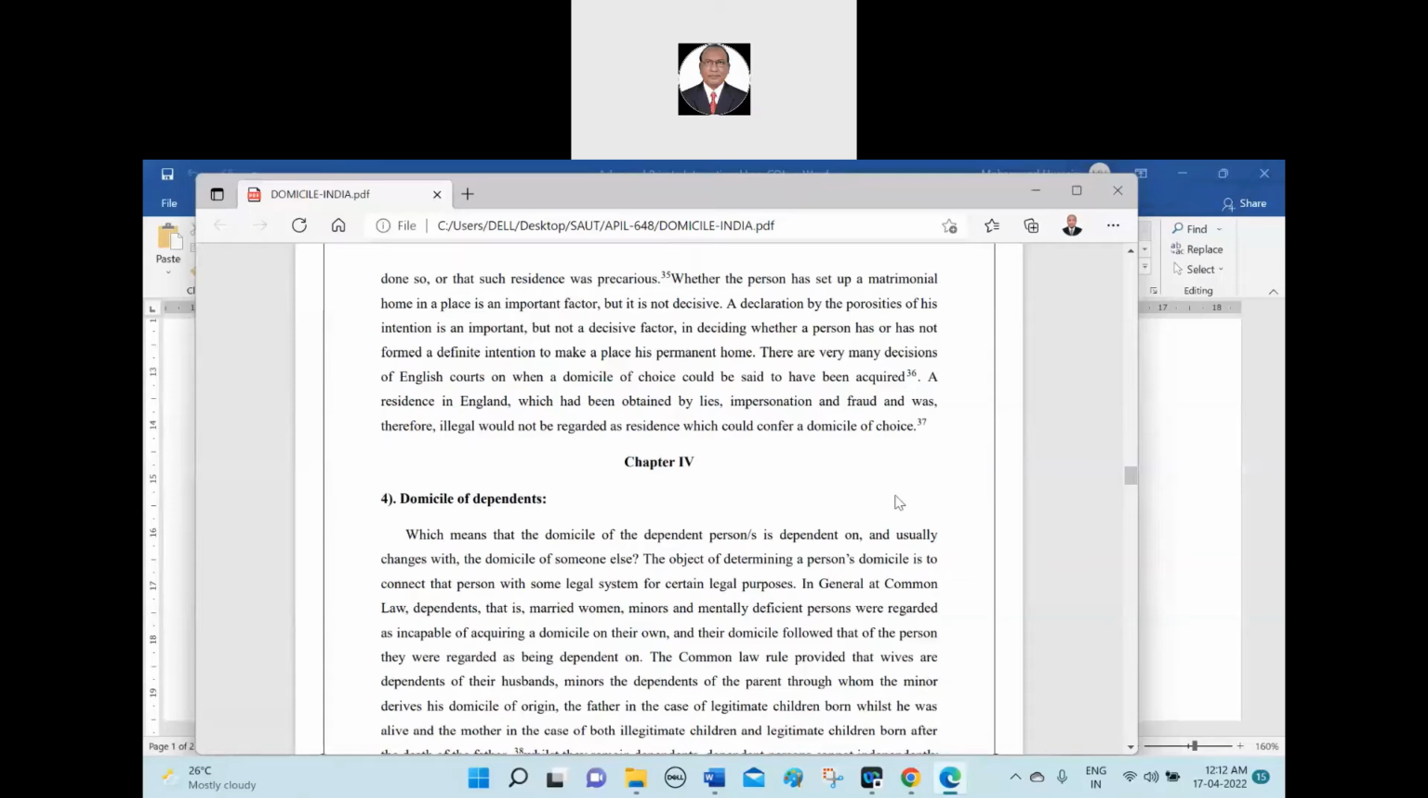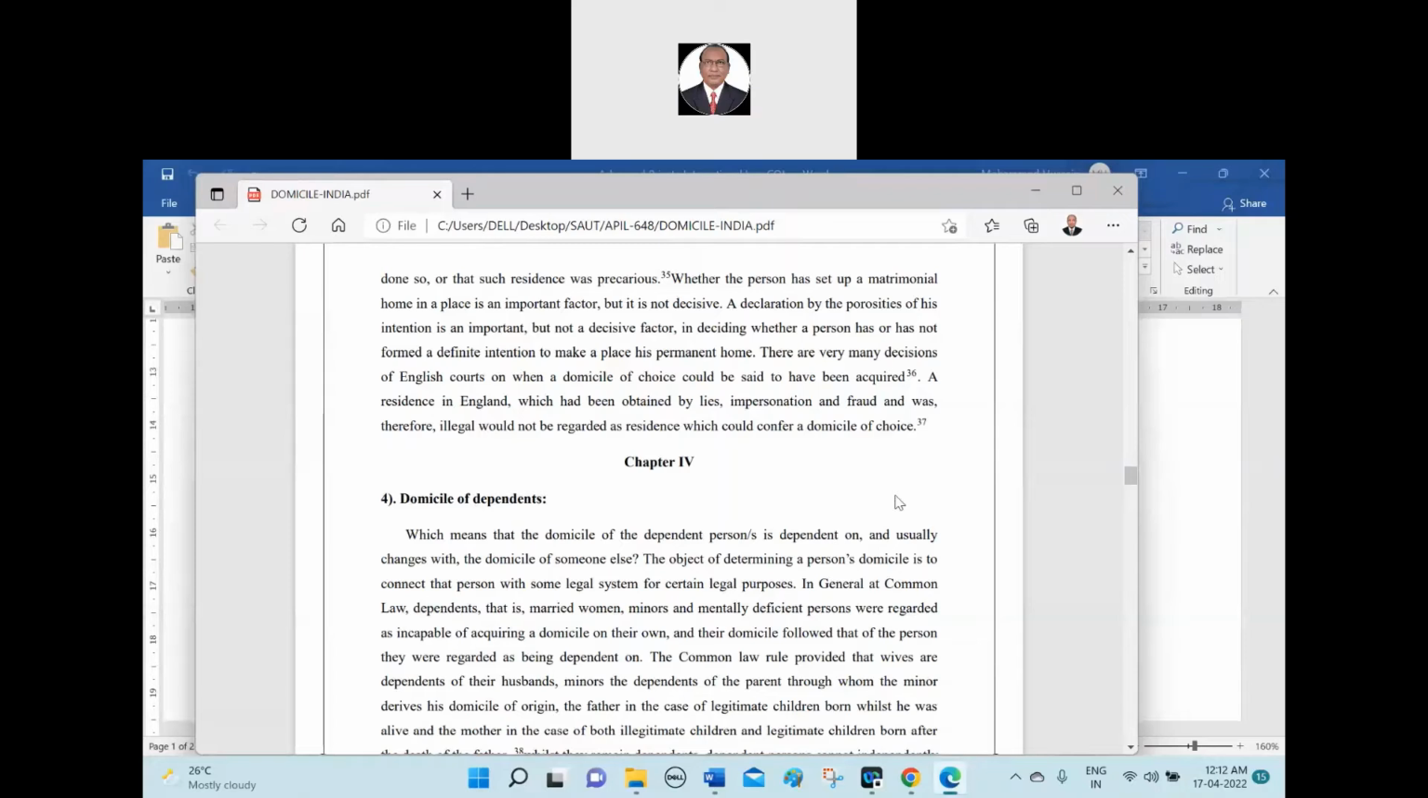Let us see. The object of determining a person's domicile is to connect that person with some legal system for certain legal purposes. In general, at common law, dependents, that is a married woman, a minor, and a mentally deficient person, were regarded as incapable of acquiring a domicile on their own, and their domicile followed that of the person on whom they were regarded as dependent. Suppose a child is there. The child is a dependent.